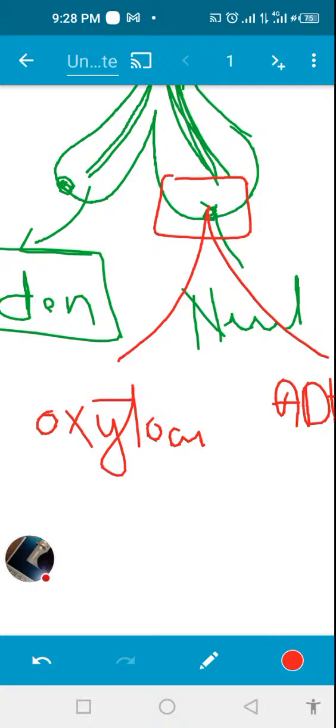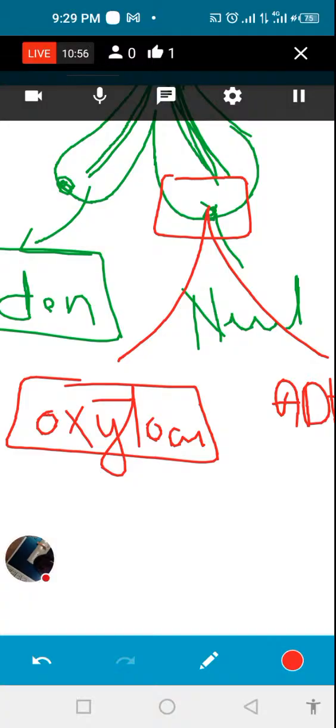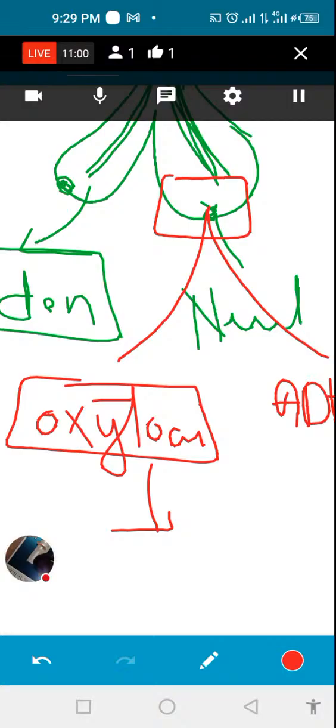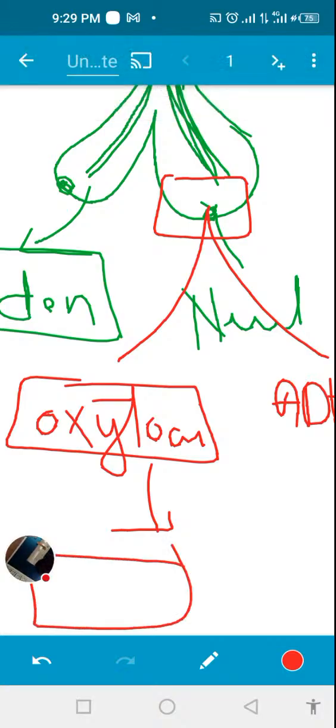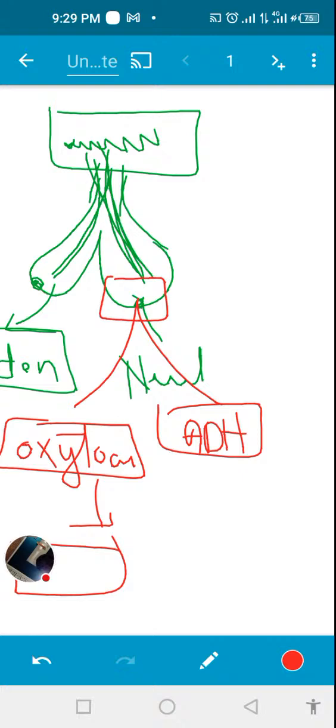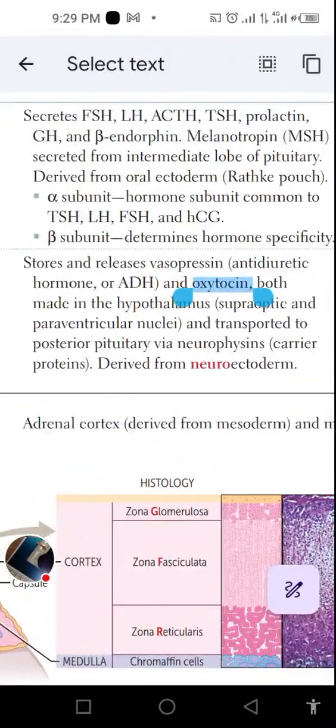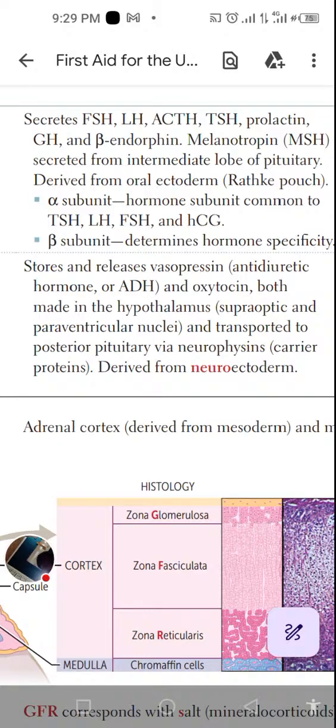What is the function of oxytocin? Oxytocin helps in contraction of the uterus, and ADH has a role in retention of water. It makes the collecting duct permeable to water, and water is reabsorbed from the collecting duct of the kidney, so more water is preserved and the urine is concentrated. ADH makes the collecting duct permeable to water.